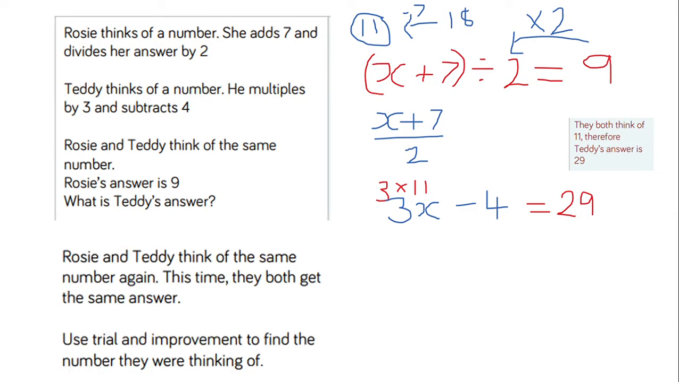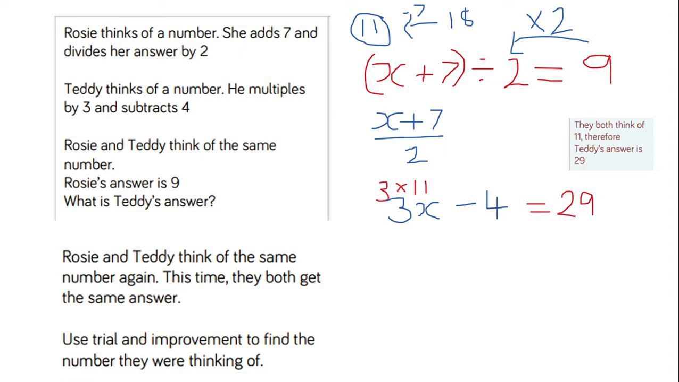Now this time, Rosie and Teddy think of the same number again. This time they both get the same answer. So they get the same answer when they've inputted a number into their equation. Now, use trial and improvement to find the number they were thinking of. So here, we need to think of a sensible number to input in. Or if we can't think of a sensible number, just try with a number.